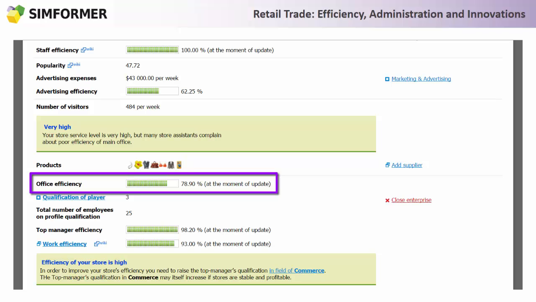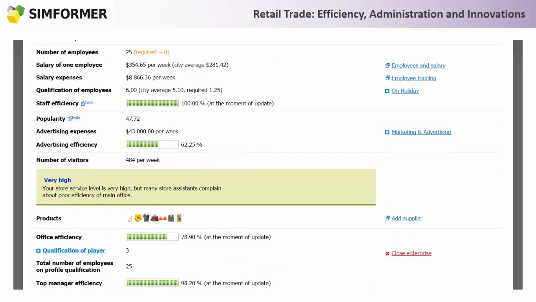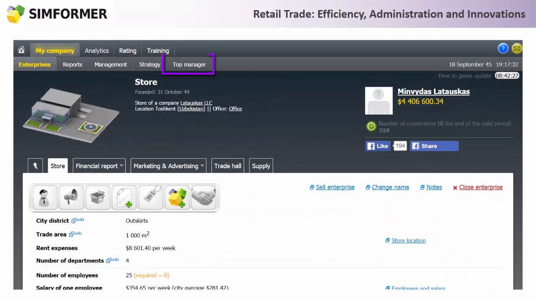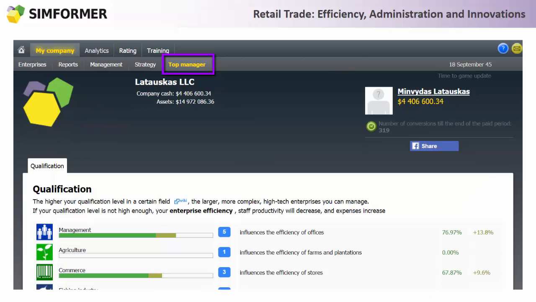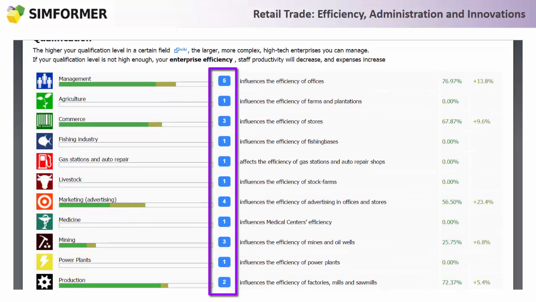The efficiency of your top manager depends on the qualification that you have. Qualification defines the top manager's ability to efficiently manage a certain amount of employees. In other words, this is a limiter. The lower the qualification, the lower the number of total employees that you can efficiently manage. The higher the qualification, the higher the number.